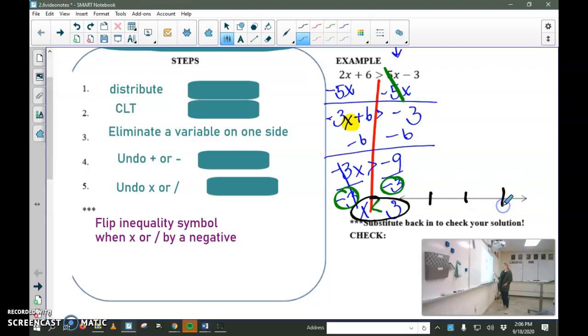So I like three numbers on the number line. I've got 2, 3, 4. There's no equal bar here. It says x is less than 3, so it's an open circle with no equal bar there.